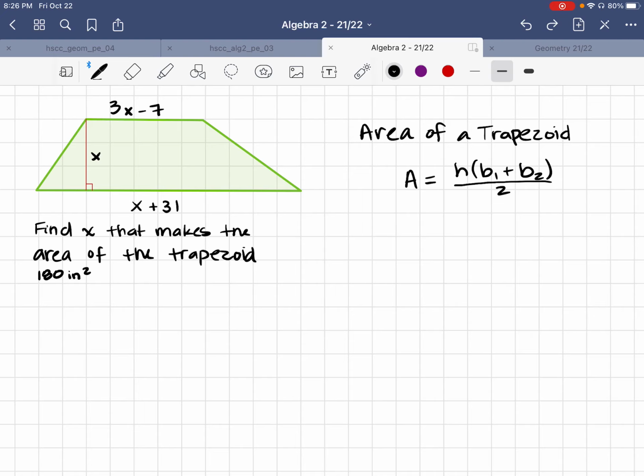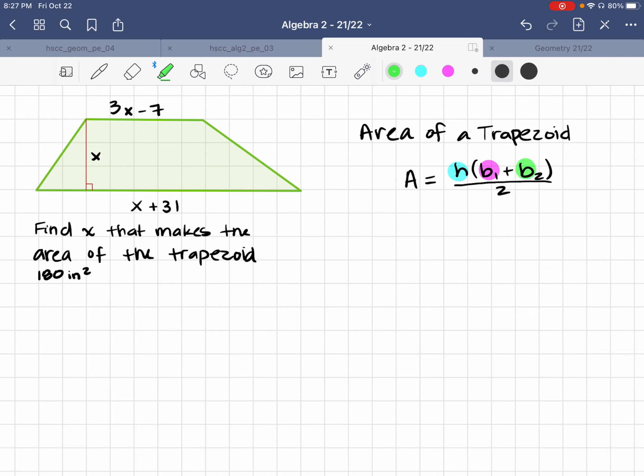All right, so to find the area of a trapezoid, the first thing we need to do is make sure we understand what the formula is. The formula for the area of a trapezoid is that the area is equal to the height of the trapezoid times the base on the top added to the base on the bottom, and then divided by 2.